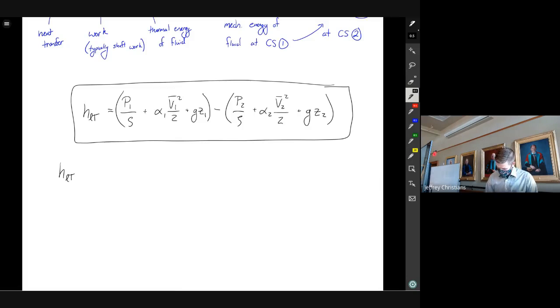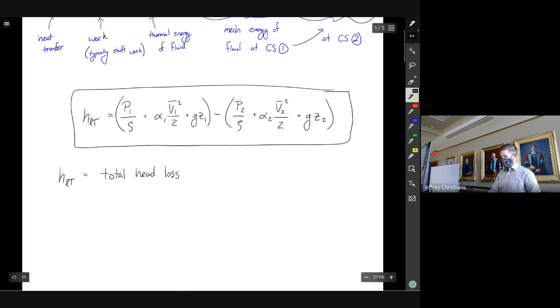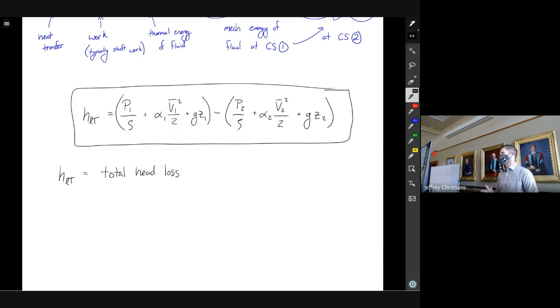HLT is what we call the total head loss. So a positive number means that energy was lost, quote unquote lost. Energy can't be lost, energy is conserved. So what it means is we changed from fluid mechanical energy to something else. So we lost fluid mechanical energy, right? Means that the energy coming out at 2 is less than the energy at 1. So positive means we lost, again, I'll put that in quotes because we can't lose energy.